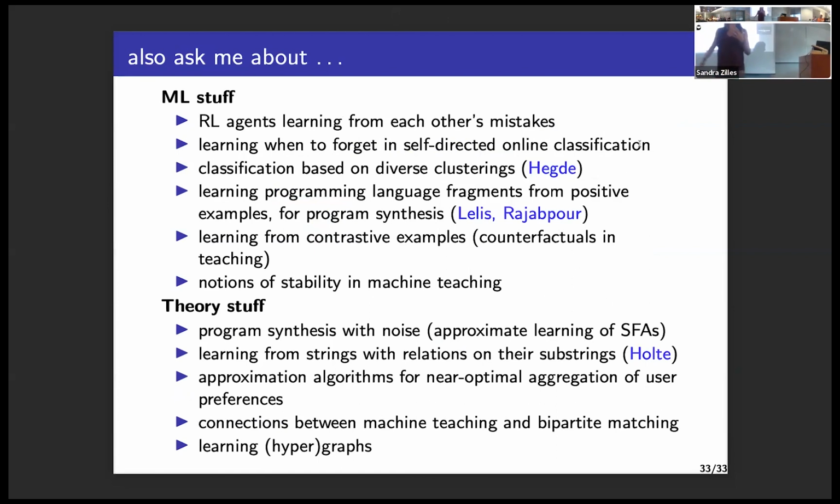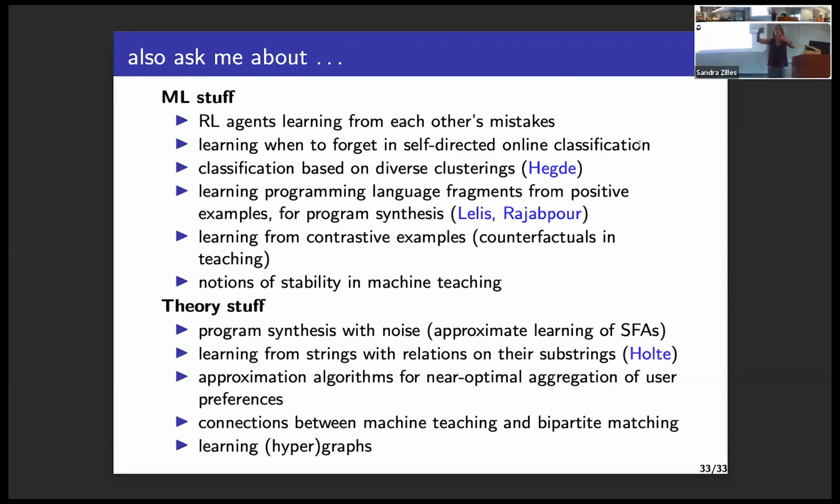So I'm working on something with RL agents that learn from each other's mistakes in a cooperative game setting. I thought maybe somebody would want to help me wrap this project up. I'm working on learning when to forget in self-directed online classification.